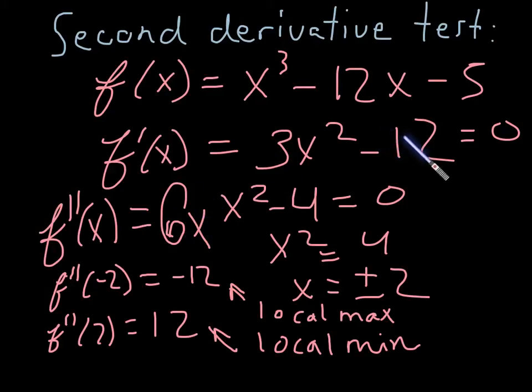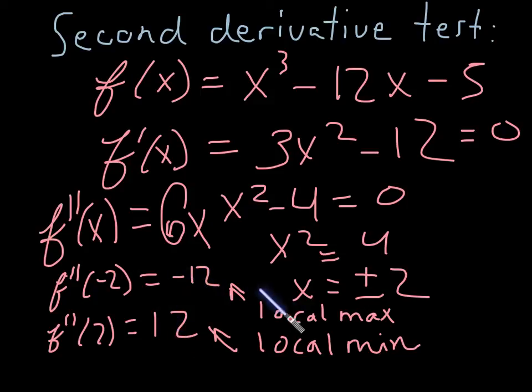Next we're going to take our derivative and set it equal to 0. We're going to find our two x values here, which as you can see here, we get plus or minus 2. Then we're going to take negative 2 and positive 2, and plug them into our second derivative. So when we plug in negative 2, we get negative 12, and when we plug in 2, we get 12.